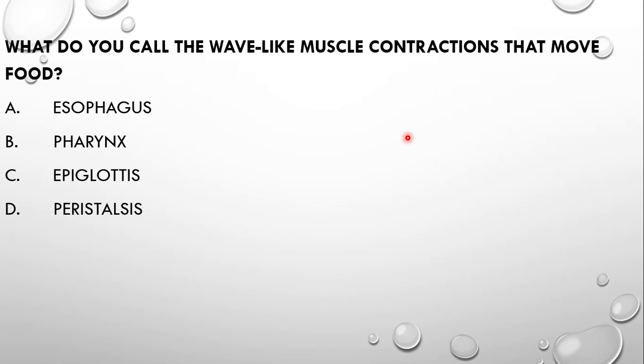Okay, so we have here a sample question. What do you call the wave-like muscle contractions that move food in our esophagus? So the answer here is letter C. It's not letter C, it's letter D, peristalsis. Epiglottis is like a gateway so that food does not enter our windpipe or the trachea.